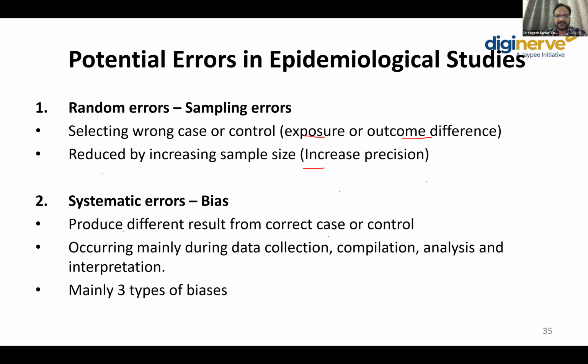Then the second is systematic error. It is also called bias. And what is bias? It produces a result different from the correct cases or controls. So cases are correct, controls are correct, but other than this, there is some error, which is called bias. In random error, that was the sampling error; we were selecting the wrong case. In systematic error, we are not selecting the wrong case. Our case is correct, but even after that, there is some error. These errors occur during data collection, compilation, analysis, or interpretation. That's why it is called systematic error.